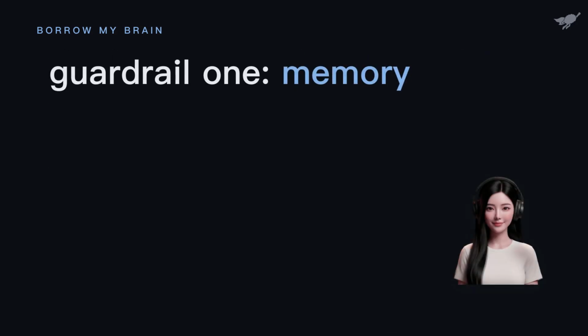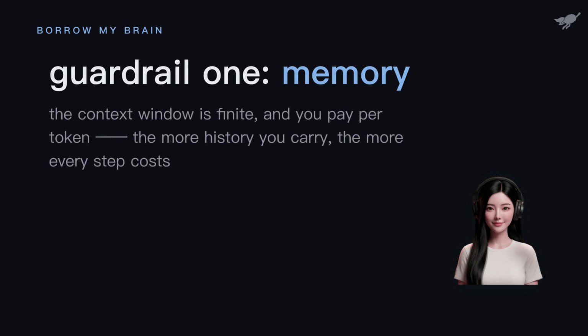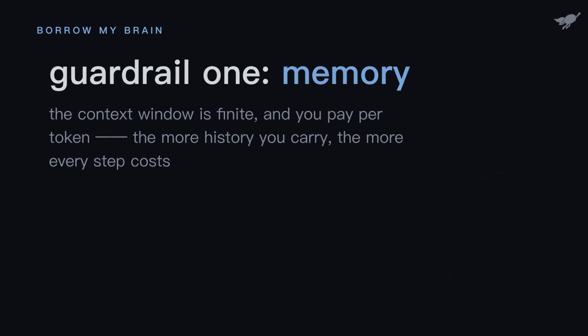The first guardrail. Memory. The context window is limited. On a long task, there's no way you can carry every single turn along, word for word. And what hurts even more, every model call is billed by the token. The more history you carry, the more every single step burns money. Let's run a 20-turn conversation. On the first turn, we tell it an account number, and on the 20th turn, we need to use it.